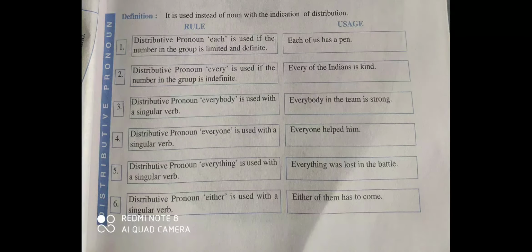Distributive pronoun everybody is used with singular. You have to remember that when we use everybody, we have to use singular. Everybody in the team is strong, not all strong. Here it shows individually. Distributive pronoun everyone is used with a singular verb. For example, everyone helped him. Distributive pronoun everything is used with a singular verb. Distributive pronoun either is also used with singular. For example, either of them has, not have.